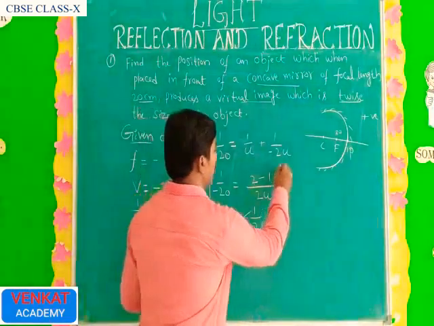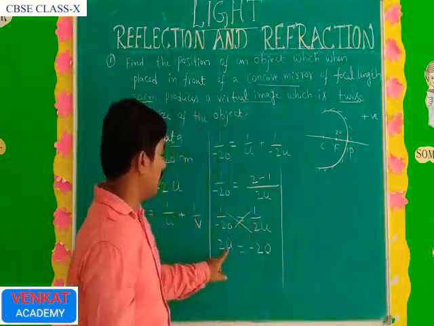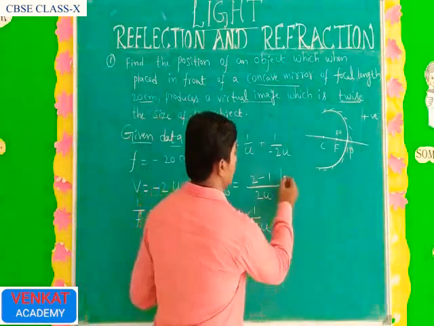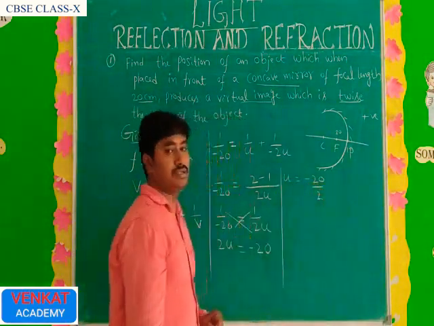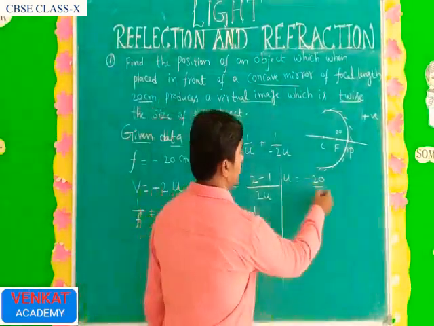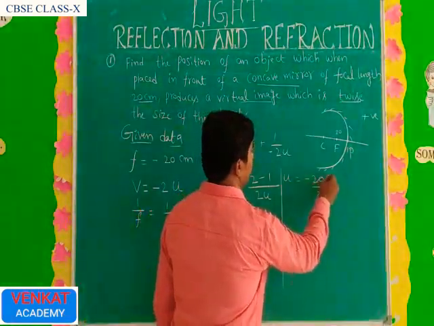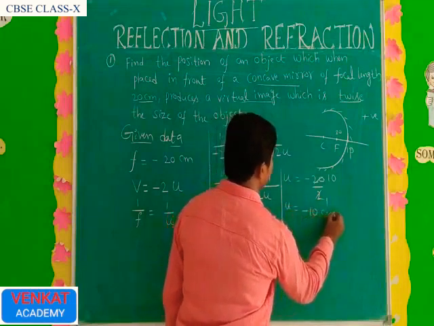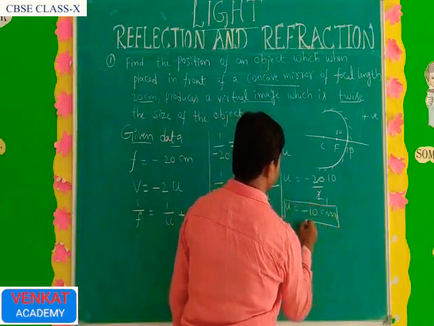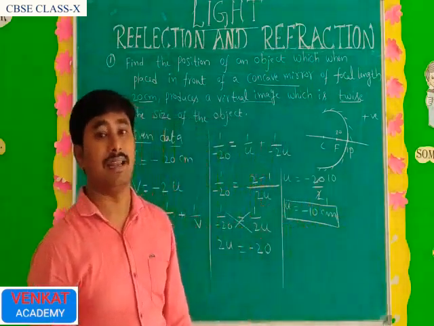Now you want the u value. u means object distance. u is equal to minus 20 by 2. Minus 20 by 2, so how much? Cancel, 2 ones are 2 times there. That's why u is equal to minus 10 centimeter. What about object distance? u is equal to minus 10 centimeter.